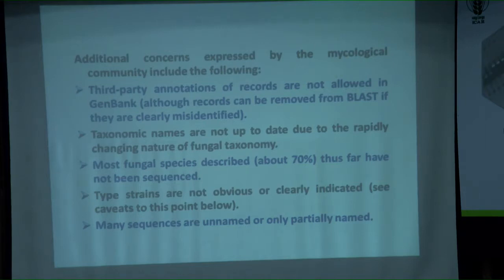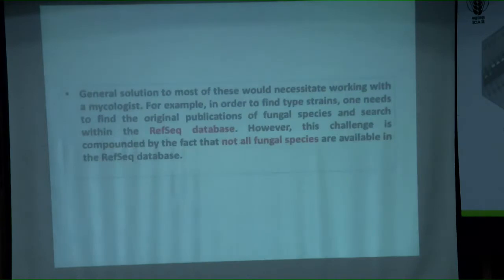Sometimes that information is not updated in NCBI also. That is also a problem, and most fungal species described thus far have not been sequenced and type strains are not obvious. For validation of authentic identification, your sequence should be identical to the type strain. Sometimes those type strains are not available and many sequences are unnamed or only partially named. So, these are other problems.